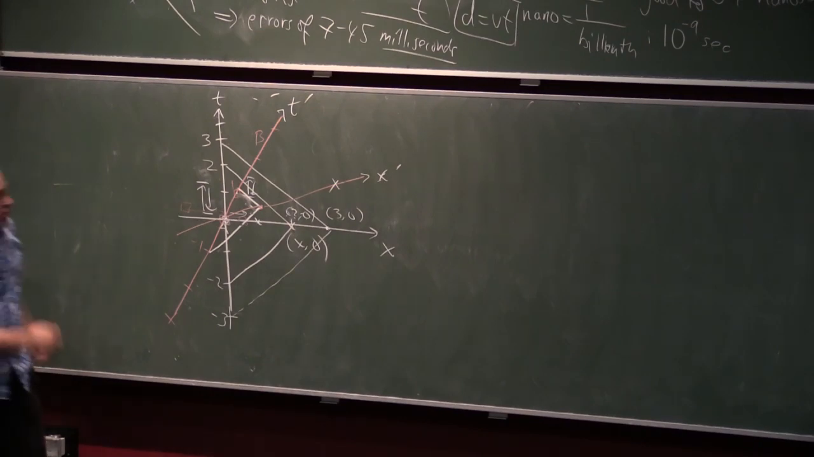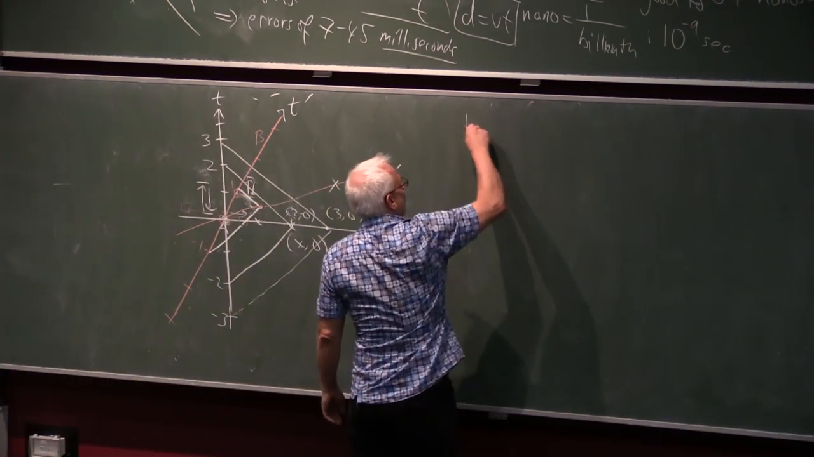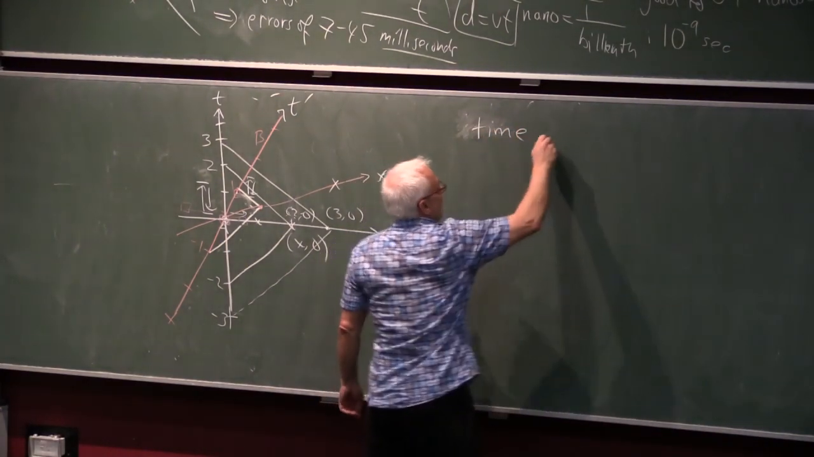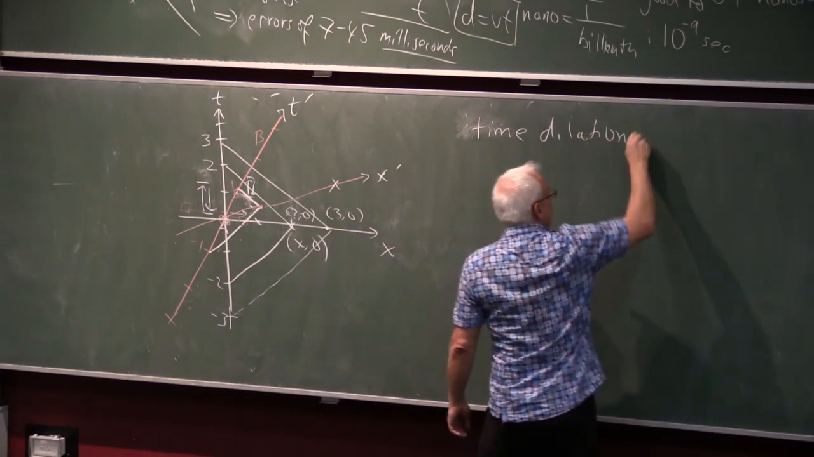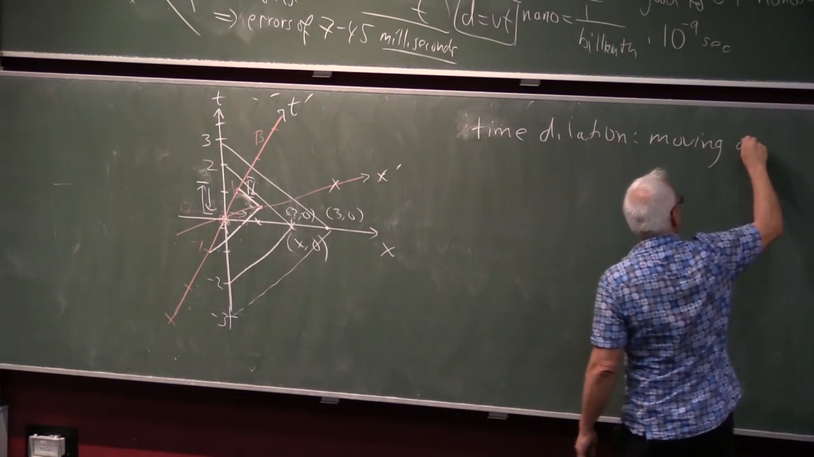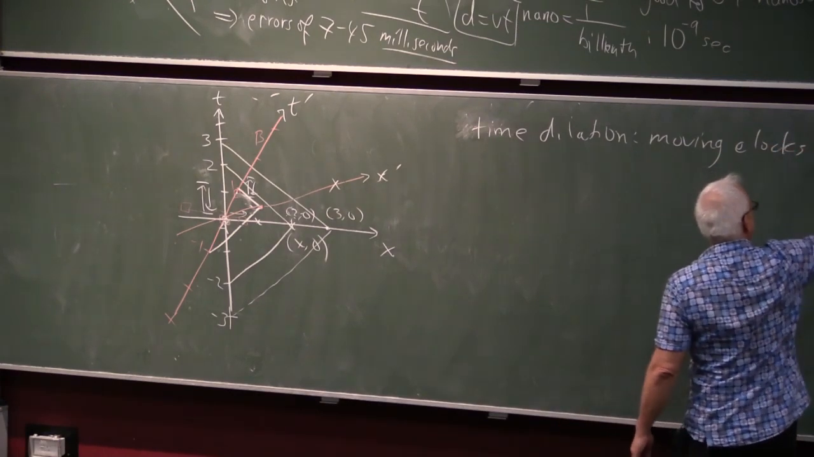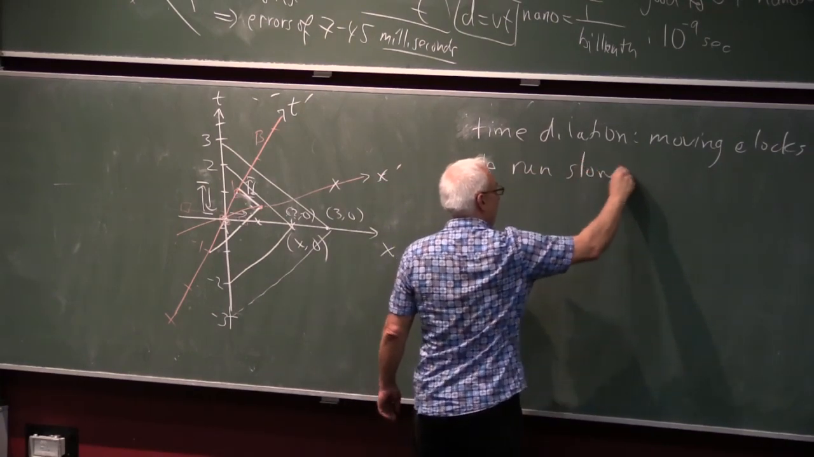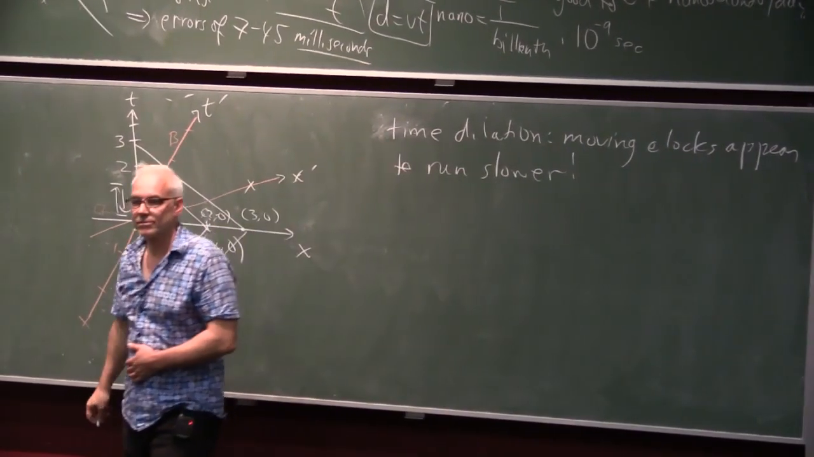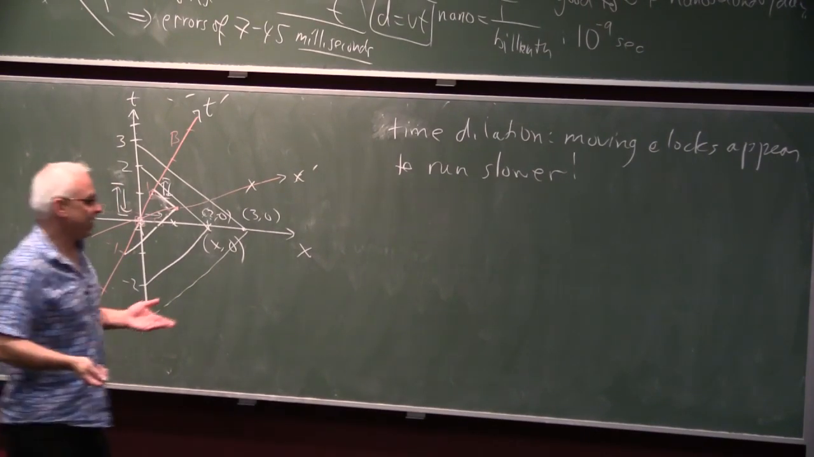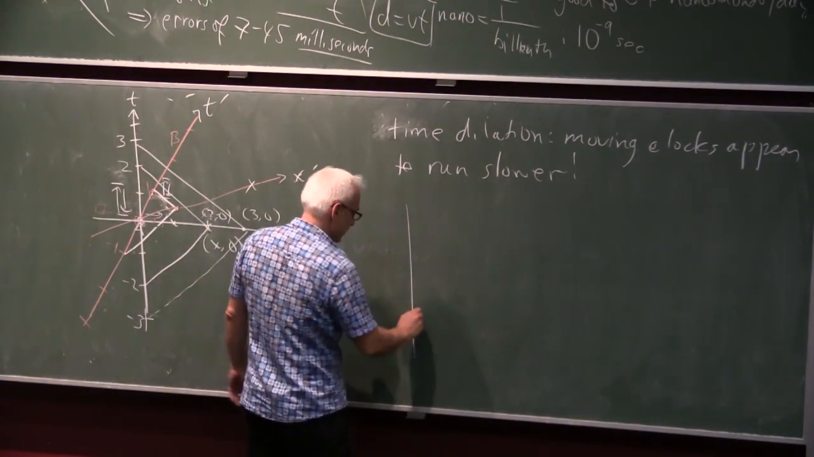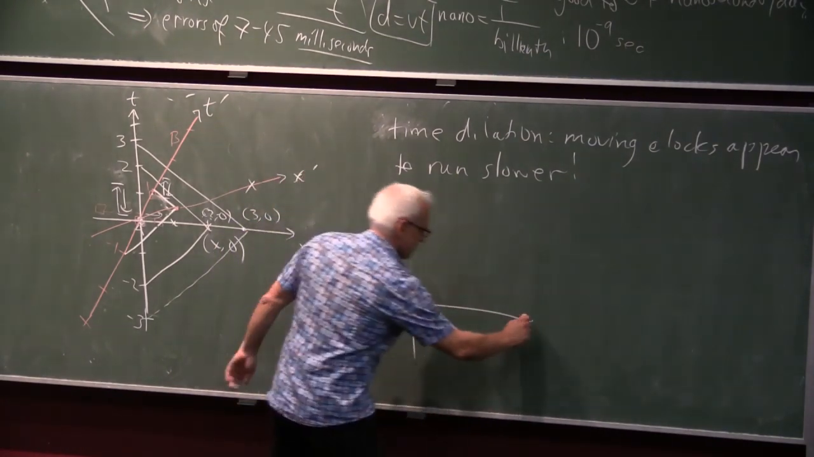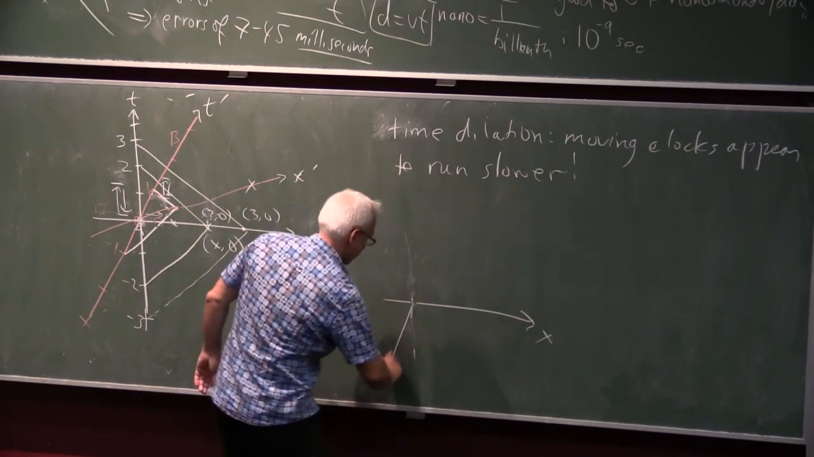Okay, another consequence is that length gets shortened. There's two different things. So, time dilation. Moving clocks appear to run slower. And it's a very simple geometrical thing. So what it is, I'll let this do it, single dimension, x, back in space.